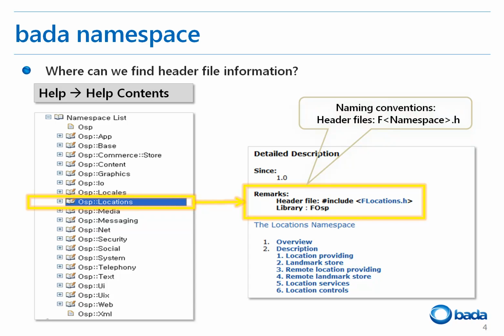For example, we've selected the location namespace and we can see the corresponding header file, more details of the location namespace, and the descriptions of the location module. Also, you'll be able to find some sample API usage and API descriptions for the selected namespace. This will help you to create your applications more easily.